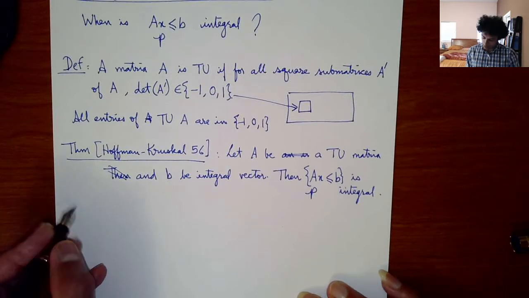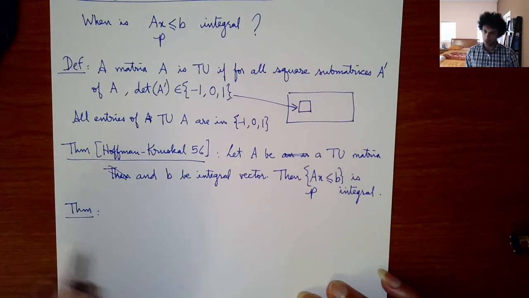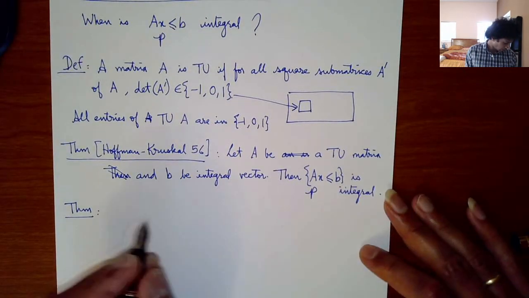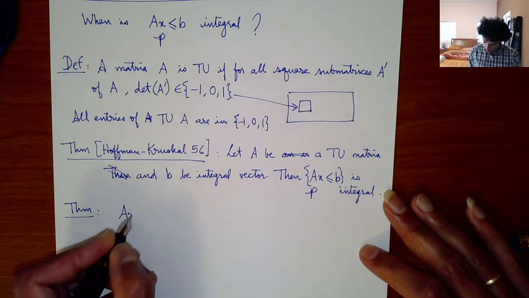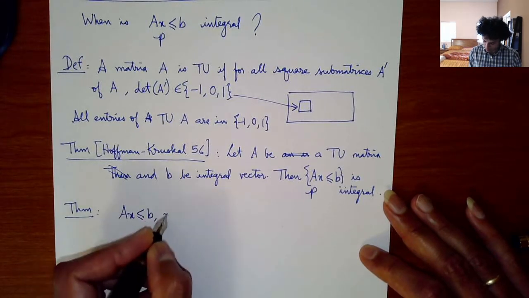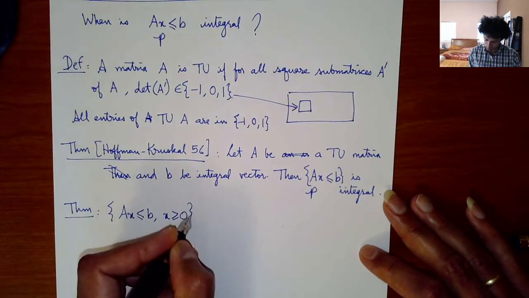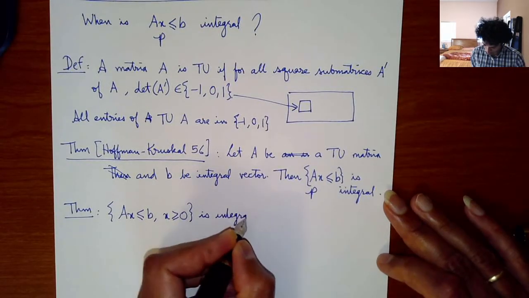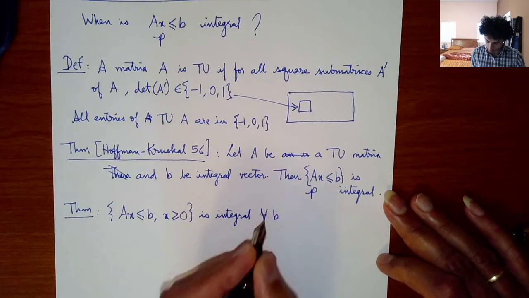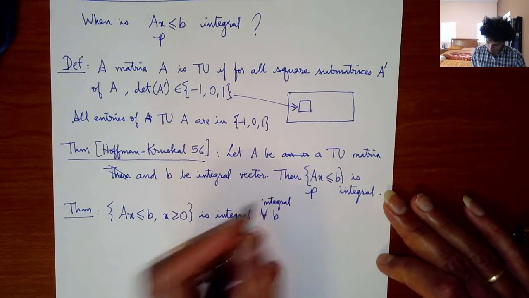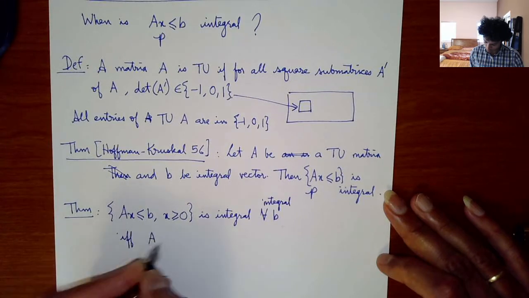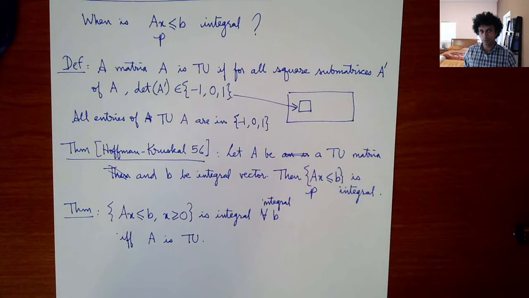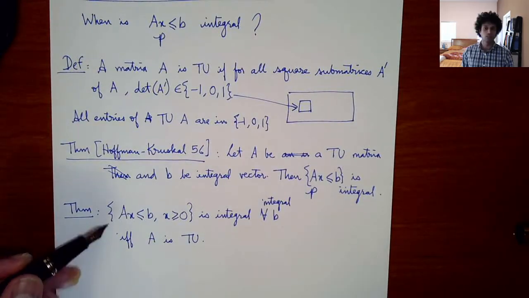And remarkably, there's actually another theorem, again by Hoffman and Kruskal, which is even stronger. What it says is that the polytope Ax less than or equal to B, x greater than or equal to 0, where you have non-negativity constraints, is integral for all integral B if and only if A is totally unimodular. So total unimodularity seems to really capture the notion of Ax less than or equal to B being integral.